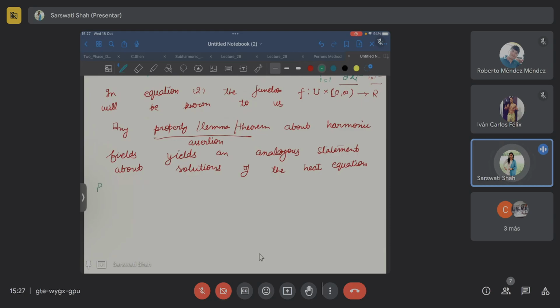So let's talk about the physical interpretation of this heat equation. The heat equation is also known as the diffusion equation. Can anyone explain to me what is the meaning of diffusion? What do you understand?